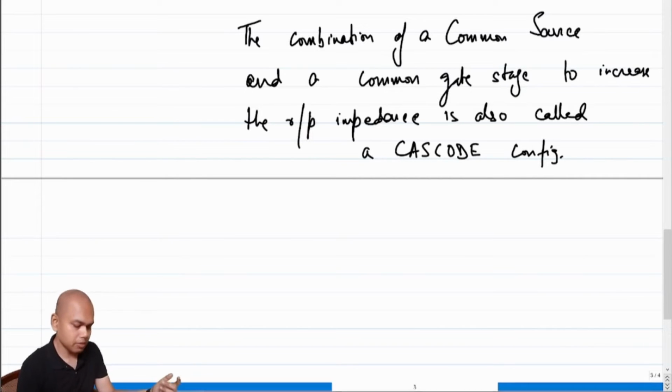Okay, so many times you will hear people saying, why don't you use cascode? The moment you say that you have a low output impedance, you might hear people say, why don't you use cascode? By that, essentially what one means is, why don't you pass the current from the common source stage through a common gate stage, right?